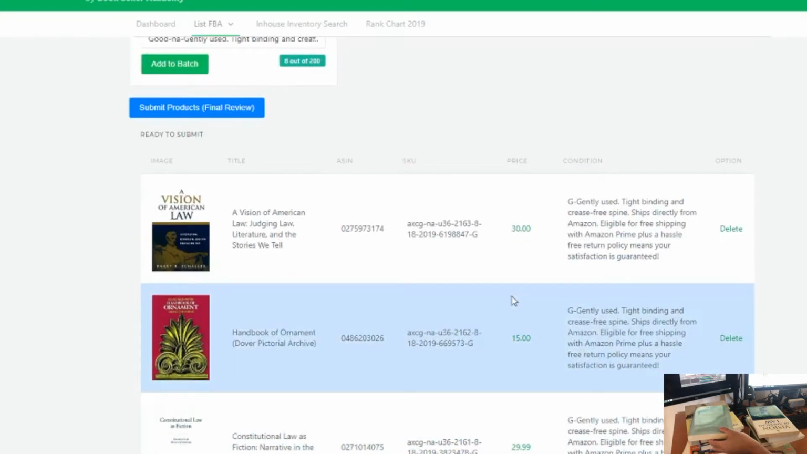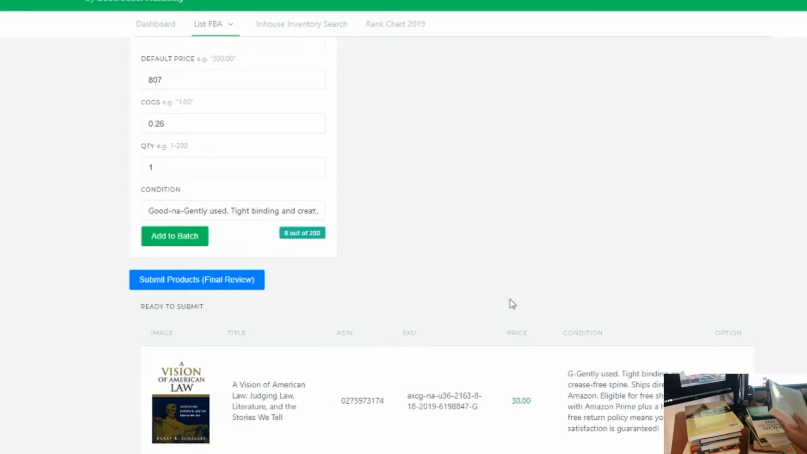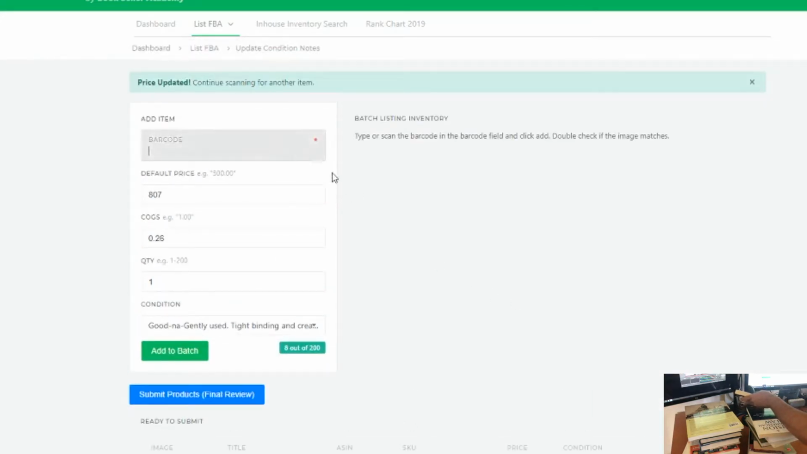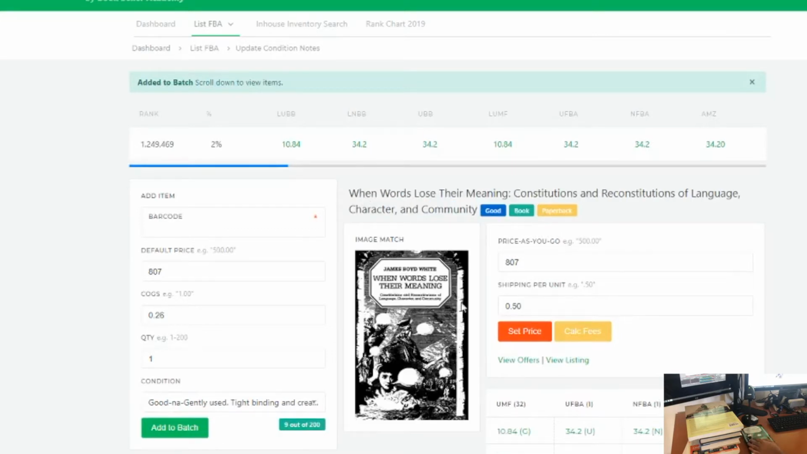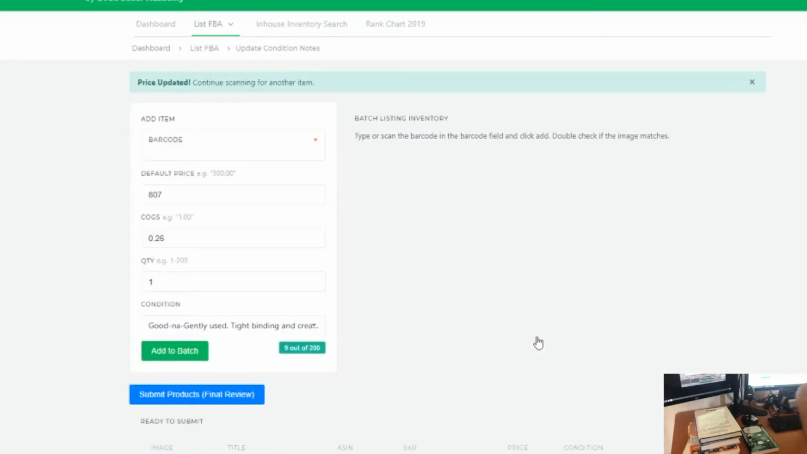But I want to try to get through this video so you can kind of have an idea of this price as you go feature. So let's go ahead and let's move this to the side. Actually, let me just put this on the floor. Okay. 1.2 million, 34 used. Go ahead and set the price on that.